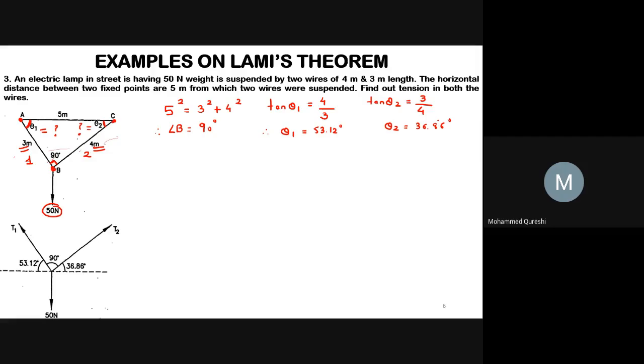Now we have to plot the free body diagram, as the angles between the forces have been calculated over here. So here is your first force, that is 50 Newton, and this is your second force that we have to find, that is tension in wire 1, T1, and here tension in wire 2, that is T2. So we have all three forces, and we may apply Lami's theorem. The angle between T1 and T2 is 90 degree, the angle between both the wires is 90 degree, so you will get this as 90 degree.